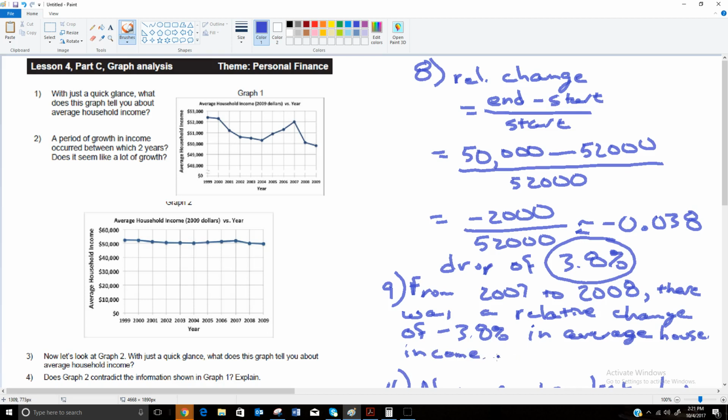And then if I was trying to, again, convey some good information to somebody, I would probably even go a little bit more specific. I would say it dropped from 52,000 to 50,000 per year. Okay, so 52,000 per year to only 50,000 per year.